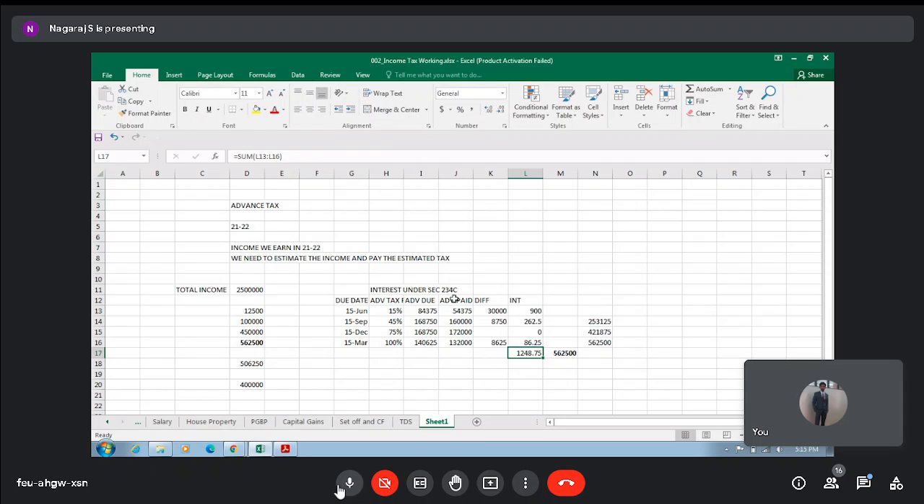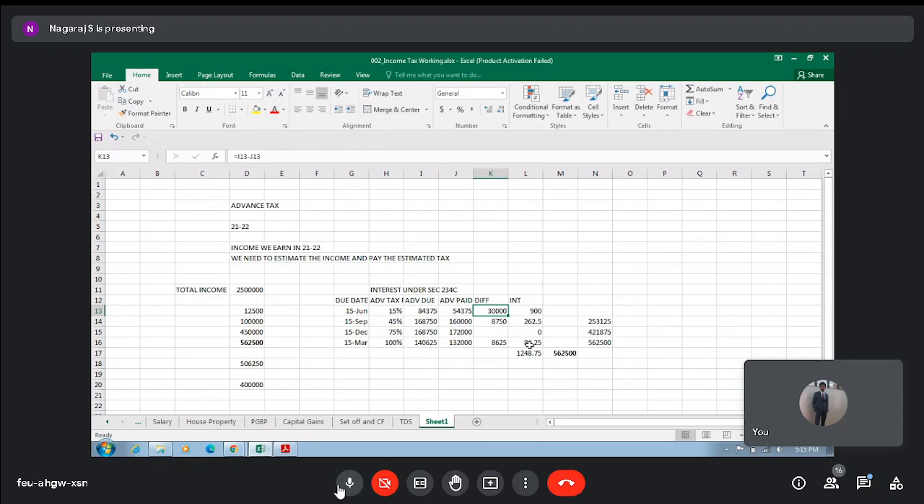Sir, can you explain the interest part once again? See, whatever the difference is, that means you should have paid this much, and whatever you have paid is less than the due amount. On that difference, for the first installment, 15th June, it is 1% into 3 months, always, into the difference amount. Second installment also, 1% into 3 months, into the difference amount. The third one is also 1% into 3 months, into the difference amount. For the fourth installment, 1% into 1 month.